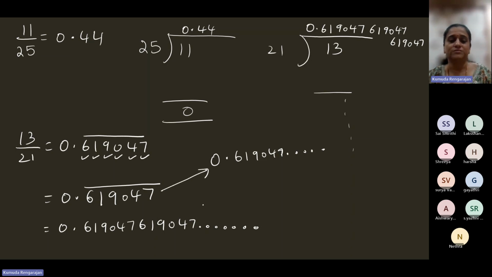These two are not the same. These two are not the same. These two are the same. What you see here and here, this one and this one: 0.619047 with a bar on top of it is the same as 0.619047, once again 619047, and use the dots to say that the quotient goes on and on like this. So you must repeat that set at least once and then use the dots.